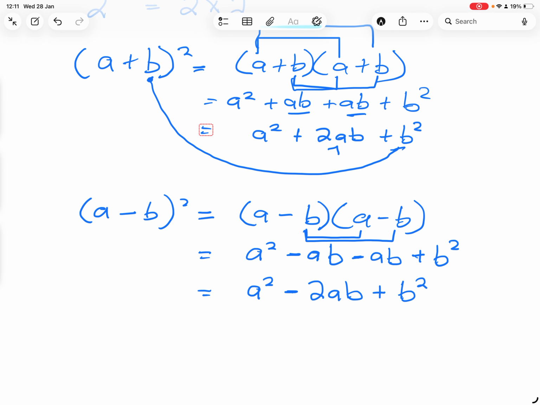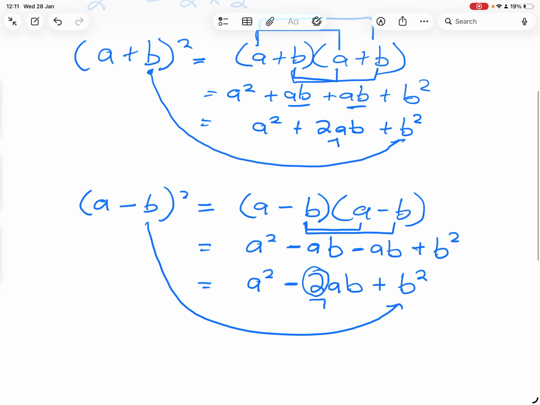But look at this. We also have the same thing here. So a, that gave us a squared. For the middle term, we took a times negative b, which gave us minus ab, multiplied by 2. That gave us negative 2ab, and for the final term we get b squared. Negative b times negative b gives us b squared.